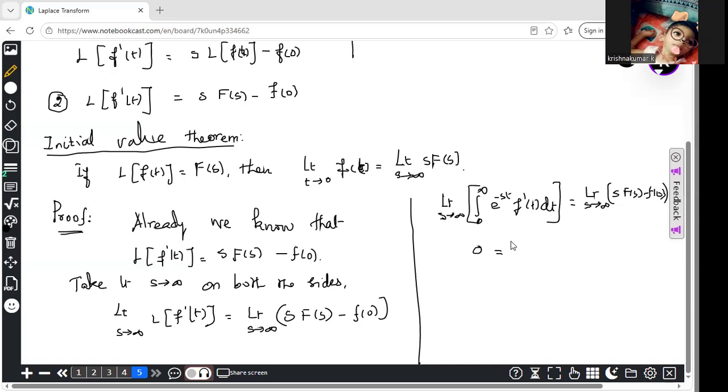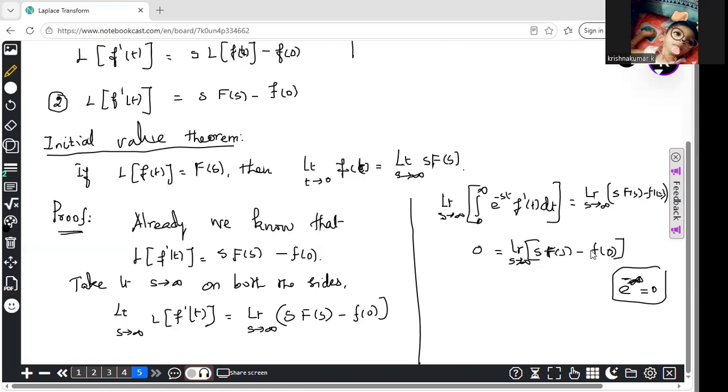So 0 is equal to limit s tends to infinity of s into f of s minus f of 0. Here it is 0 because e power minus infinity equal to 0. Therefore this left hand side value will be equal to 0. Now look at this expression. We are approaching the limit infinity for the variable s only, and s is involved only in this first term.